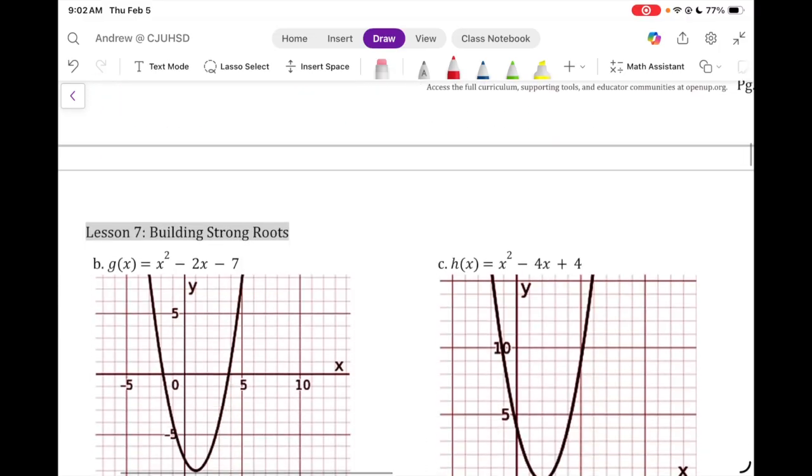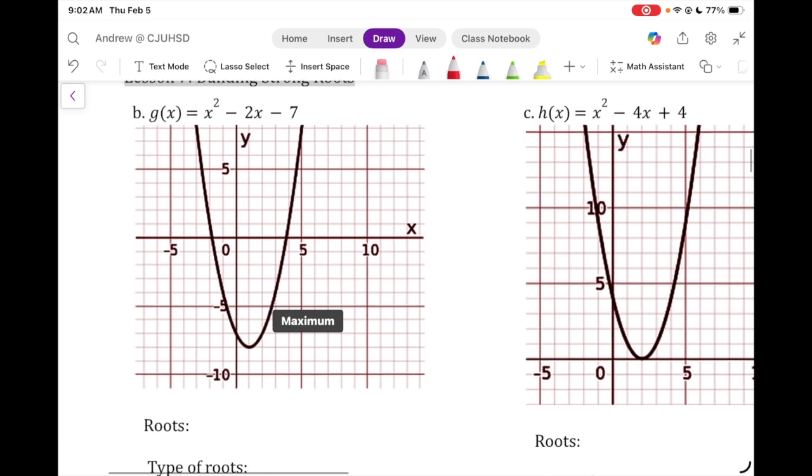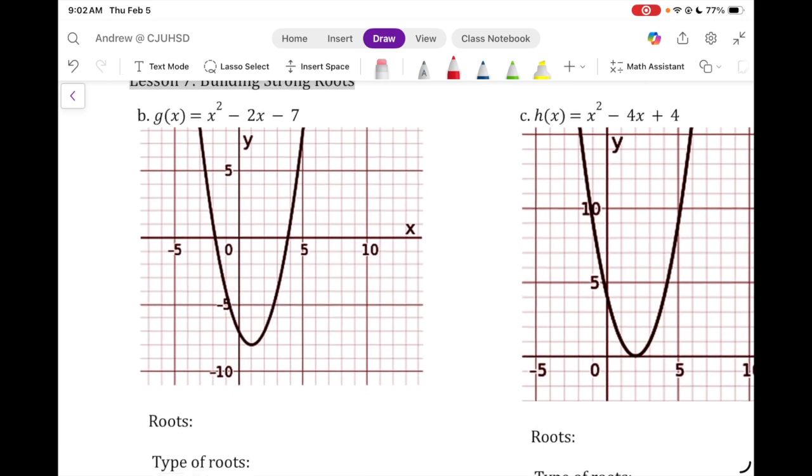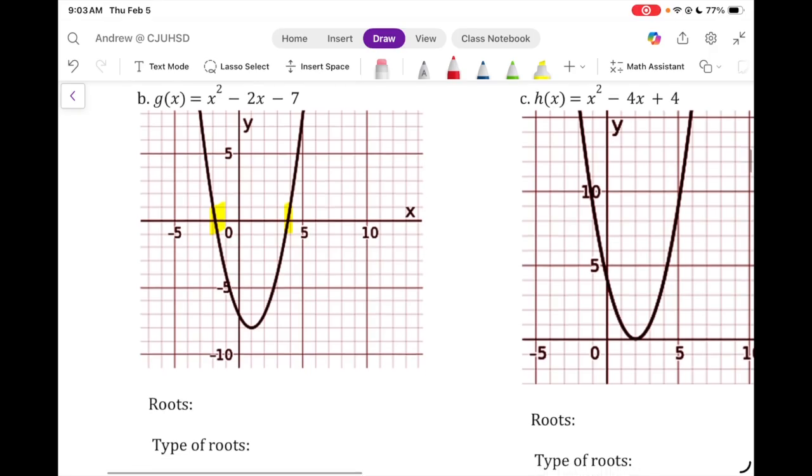Then, on part B, yeah, there's 2 roots, but they're not whole numbers. So we could use the quadratic formula, which we're not going to talk about just yet. And that will give us 2 roots. They're still real. And just to give it to you, it's 1 plus or minus 2 root 2.